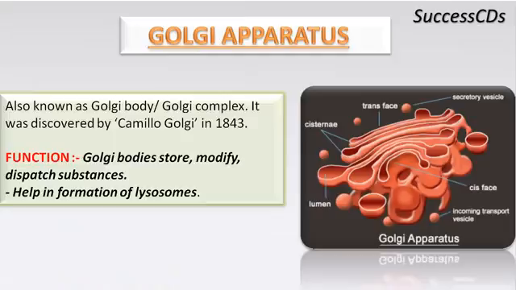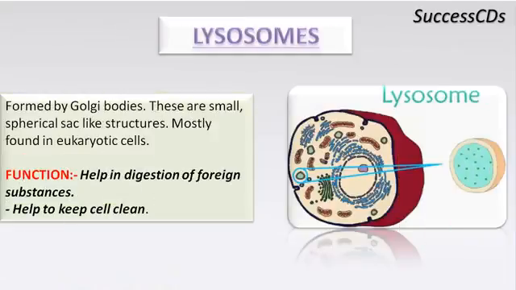Now let's see what are these lysosomes. Lysosomes are basically formed by Golgi bodies. These are very small, spherical sac-like structure and they are mostly found in eukaryotic cells. The lysosomes are the digestive system of this cell. They have certain digestive enzymes which help in the digestion of foreign substances that have entered the cell.